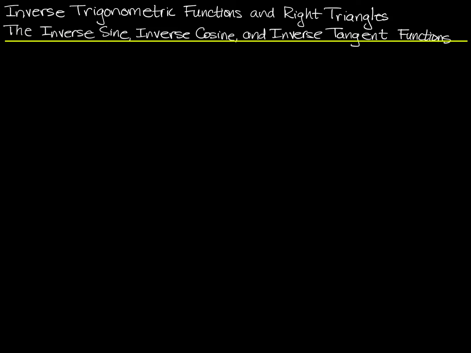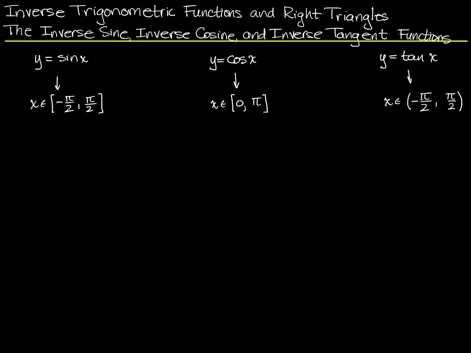I'll assume that you already know and understand that the domains of sine, cosine, and tangent have to be restricted if we're going to be dealing with their inverses. Let's put a quick reminder on the screen about what those restrictions are. If y equals the sine of x, we have to restrict the domain of x, the values of x, to values between negative pi over 2 and pi over 2 in order to be able to talk about the inverse of sine.